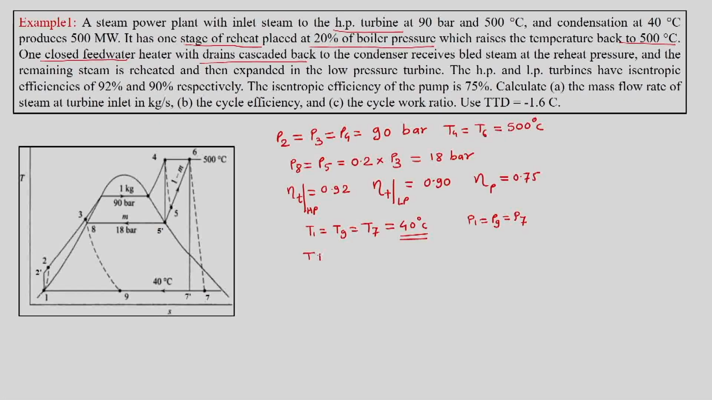We are also told that TTD is equal to minus 1.6 degrees Celsius. So this implies that T3 is equal to T8 plus 1.6, as per the definition of TTD. We know TTD is equal to the saturation temperature minus the exit temperature of feed water. So saturation temperature minus 1.6, so we can say that T8 plus 1.6 is now T3. Knowing this, we can start evaluating.